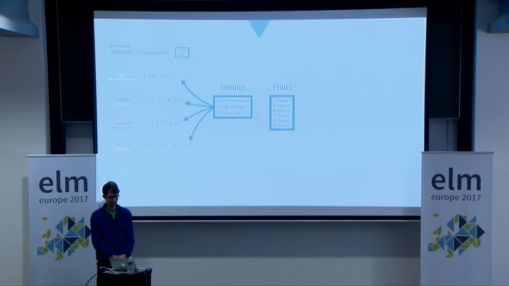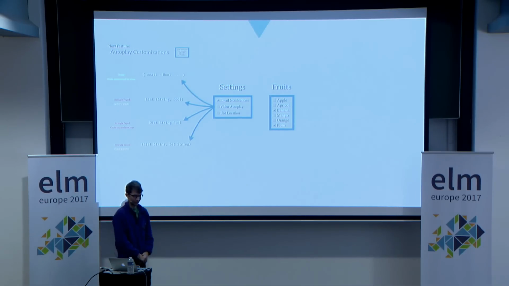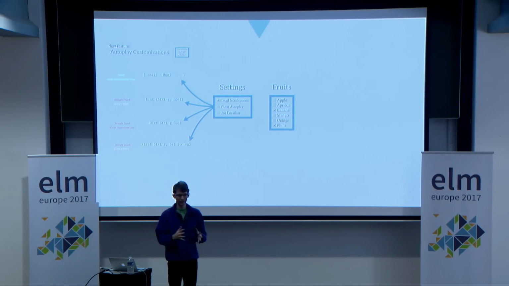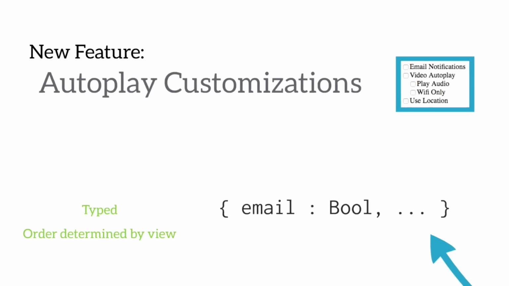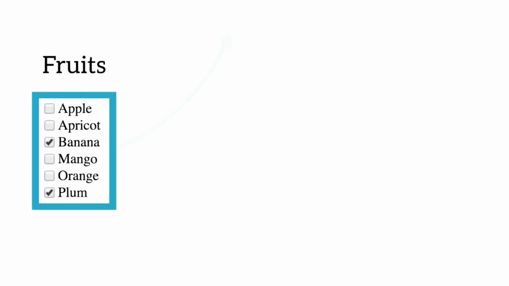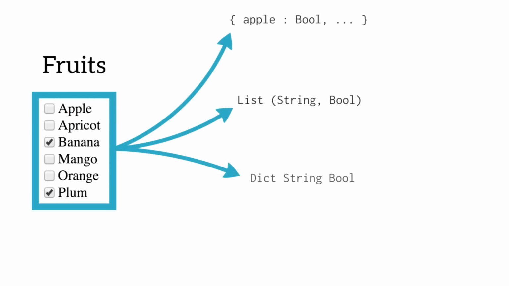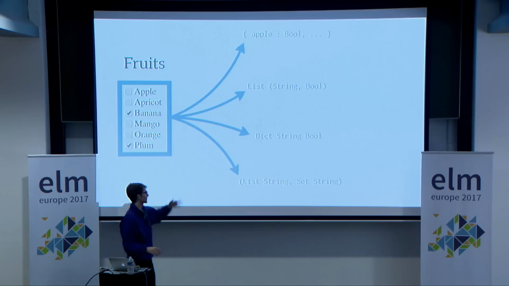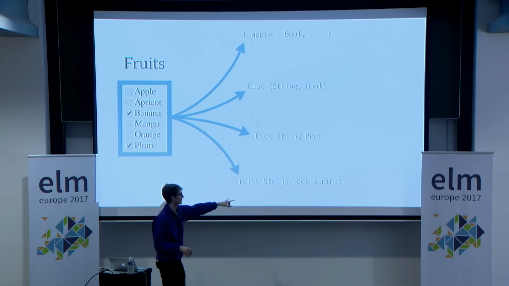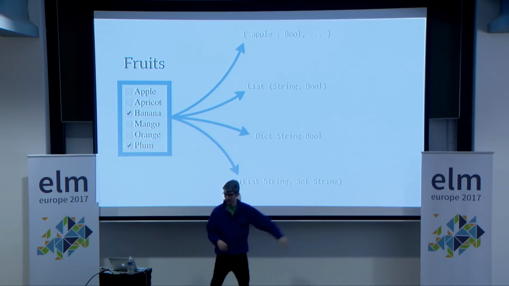So now we come to fruits. And at this point, the question to ask yourself is, like, do you think it's going to work out the same way? So let's take a look. So again, we can choose between different data structures, and I picked the same ones. So record, list of things, dictionary, the list of options, and which ones are selected.